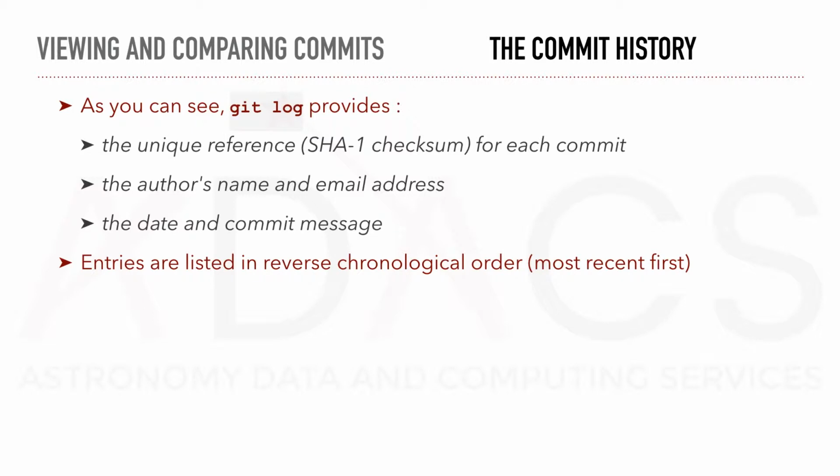As you can see, git log provides the unique reference for each commit, the author's name and the email address for the signature, the date and commit message. Entries are listed showing the most recent commits first.